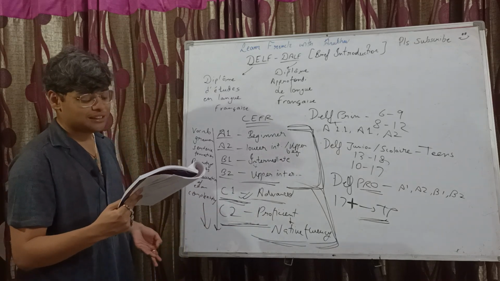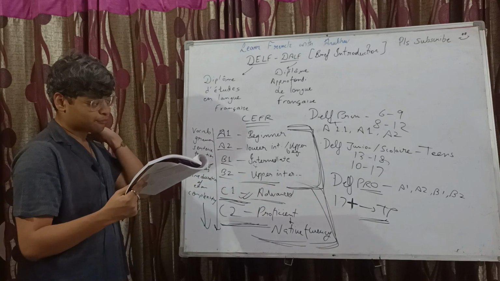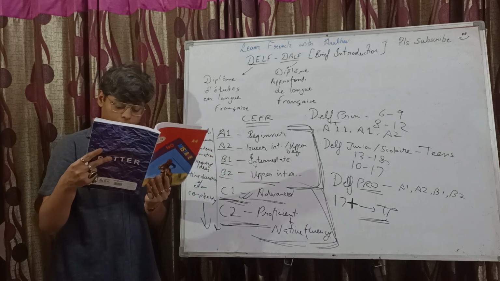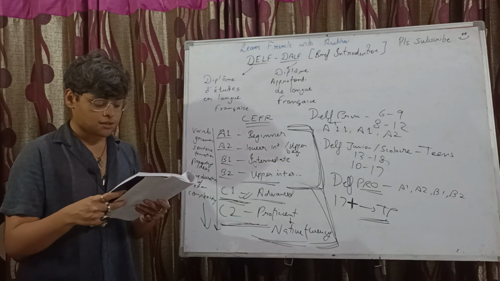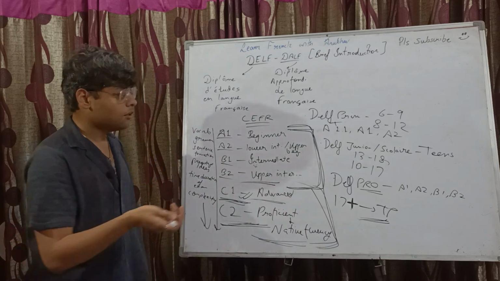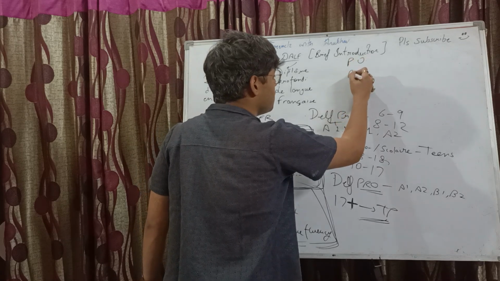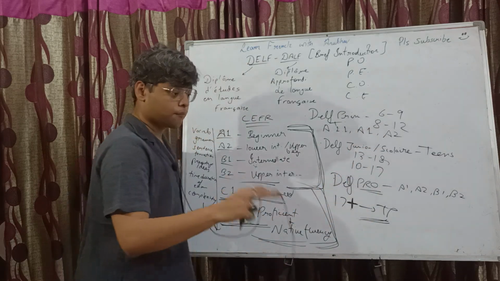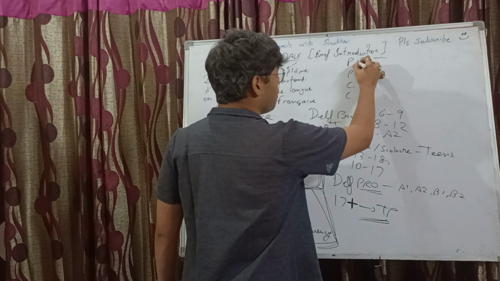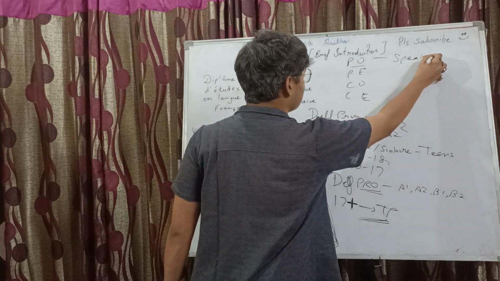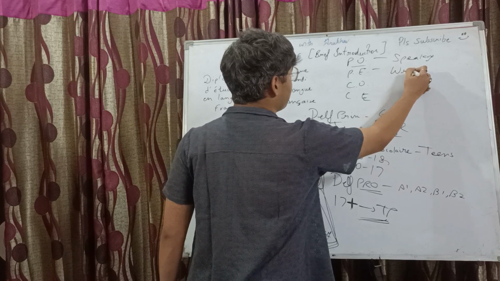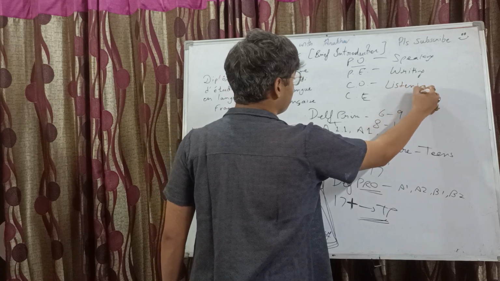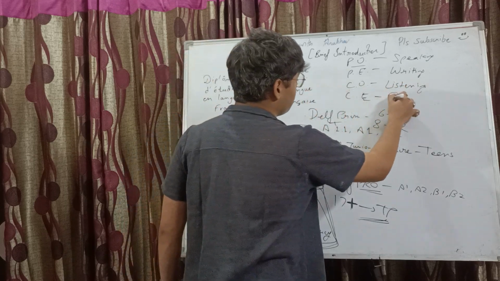Anyways, let's proceed further. So age groups I have talked about, right? Fine. Now let's talk about the exam pattern. PO PE CO CE. Just a minute. Production orale is your speaking. Production écrite is your writing. Compréhension orale is your listening. Compréhension écrite is your reading.